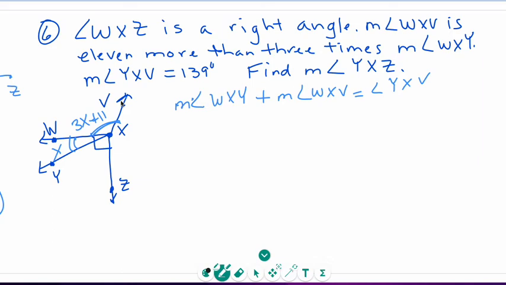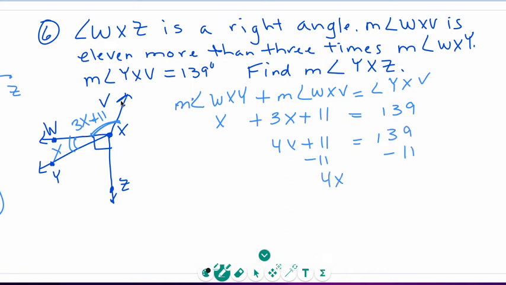The measure of WXY is X, plus the measure of WXV is 3X plus 11 is equal to 139. I'm going to go ahead and combine like terms. So I have 4X plus 11 is equal to 139. Zero pair out the 11. 4X is equal to 128. Divide by 4. X is equal to 32. So the measure of YXW or WXY is 32.